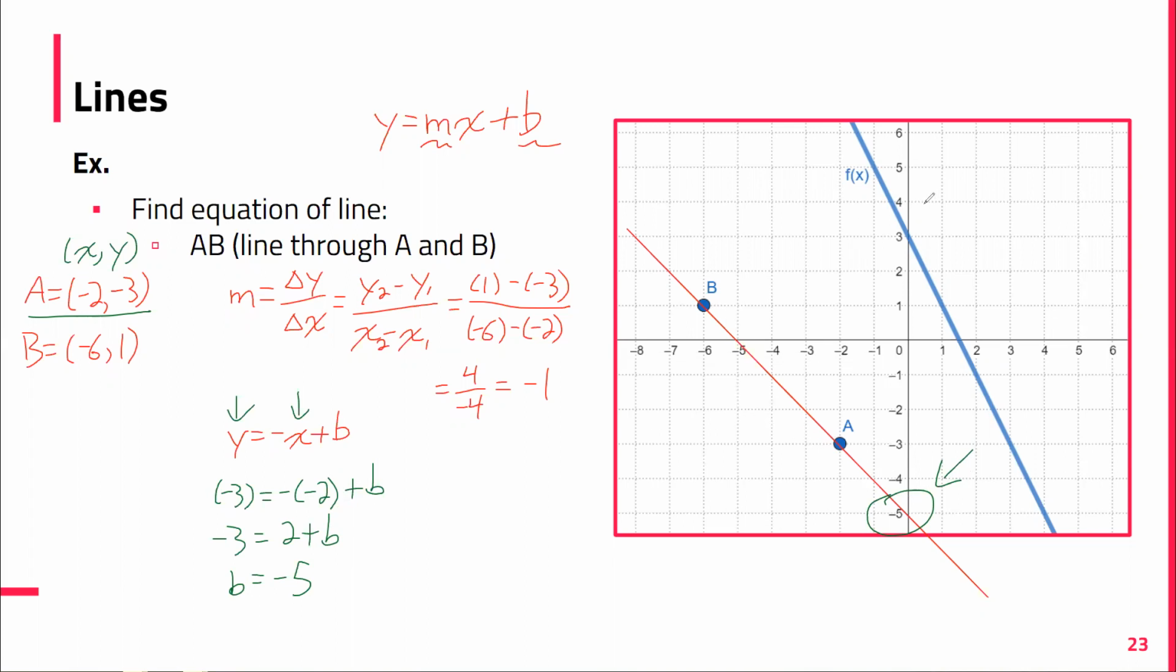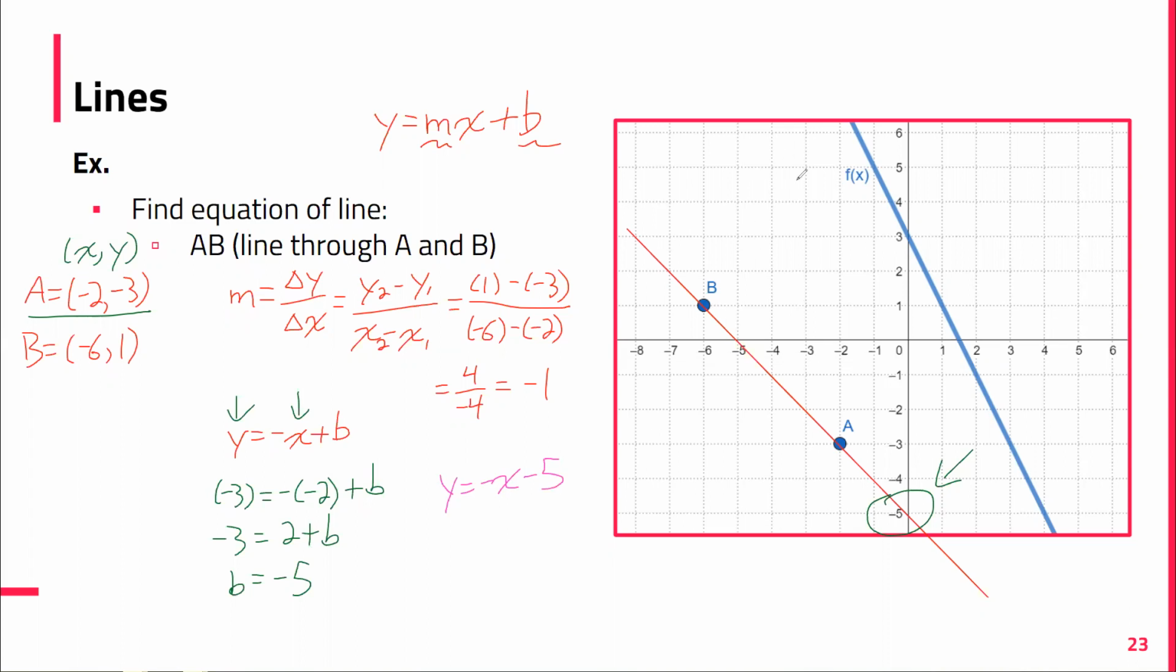Most of the time, your graphs are going to look pretty nice and clean like this, but we don't always know that it is exactly -5. It could be -5.1 or something. So being able to confirm this with the algebra is very useful. So the whole equation is y equals -x minus 5. And we found the whole thing.